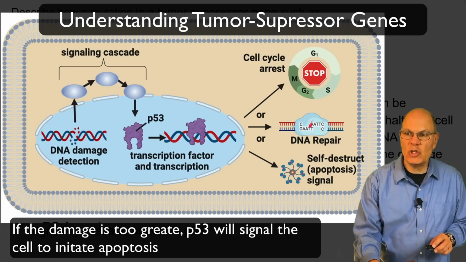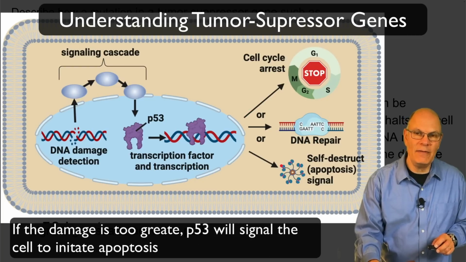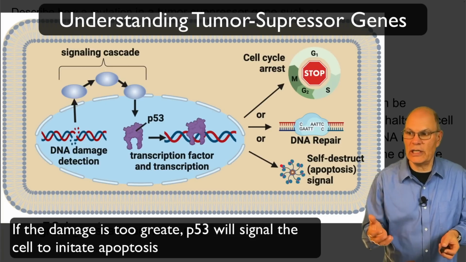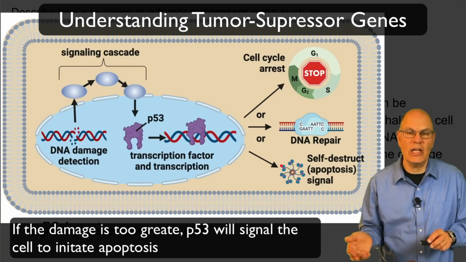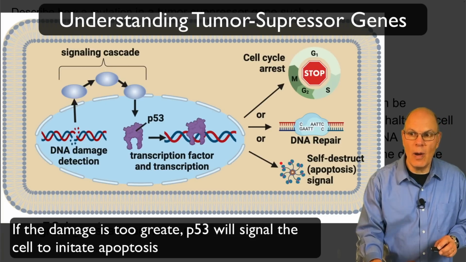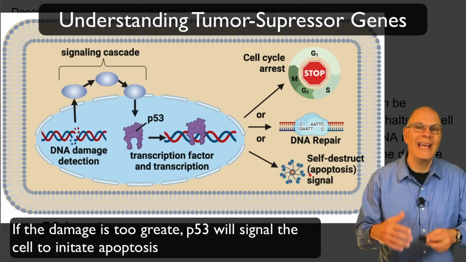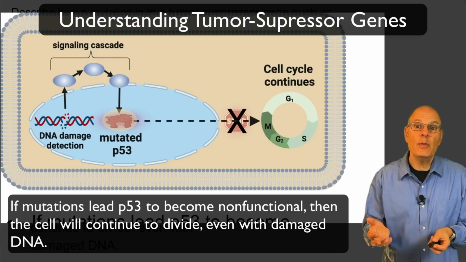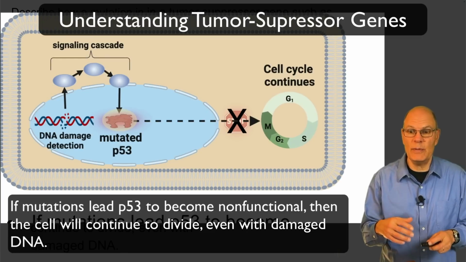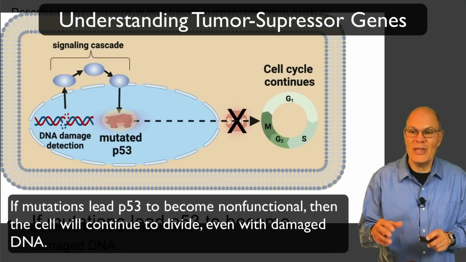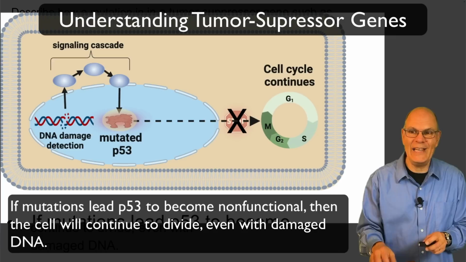If the damage is too great, then p53 will initiate a whole signaling cascade that'll cause the cell to initiate apoptosis. So either we have repaired DNA that occurs while the cell cycle is halted, or the cell will self-destruct. Cancer's been prevented.